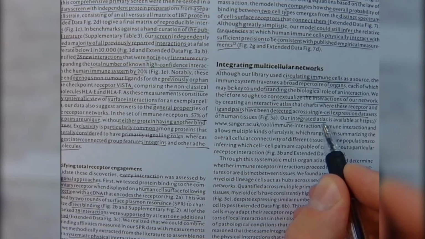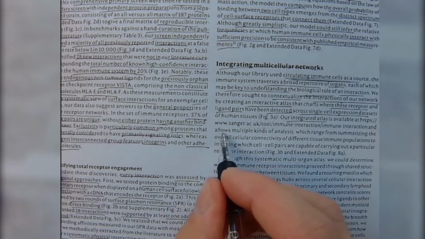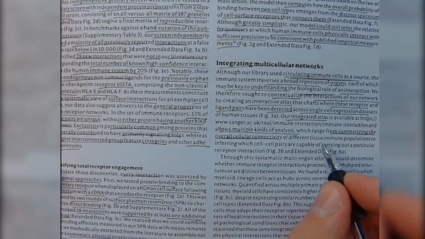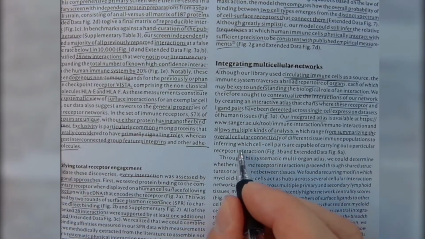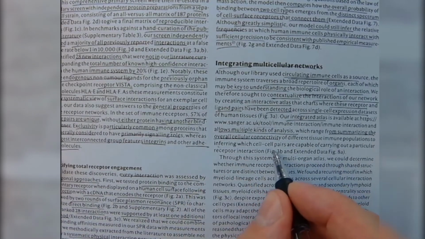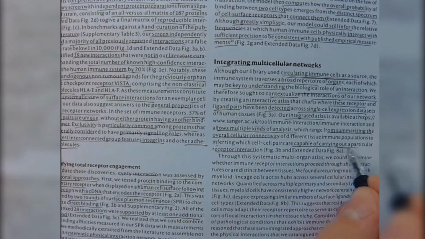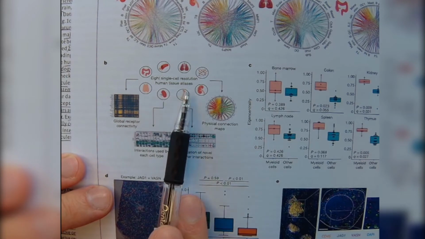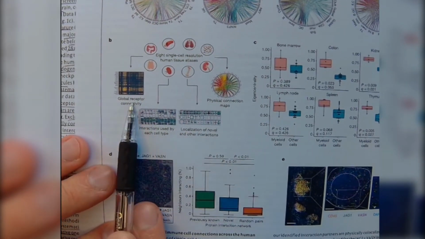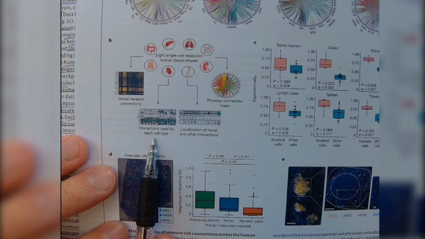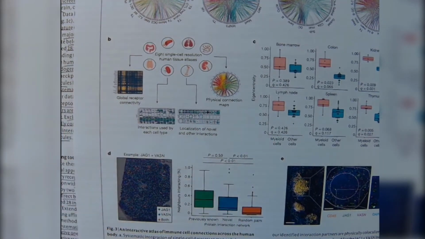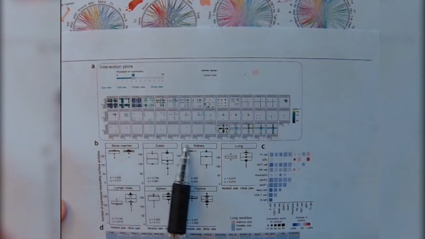And our integrated atlas is available here and allows multiple kinds of analysis, which range from summarizing the overall cellular connectivity of different tissue immune populations to inferring which cell-to-cell pairs are capable of carrying out particular receptor interactions, shown in Figure 3B and Extended Figure 8. This is how their 8 single-cell resolution human tissue atlases look. You've got global receptor connectivity, interactions used by each cell type, localization of novel and other interactions, and physical connection maps. And so this is how this looks online.